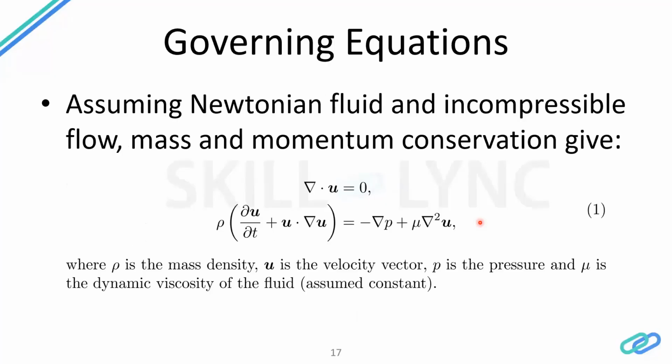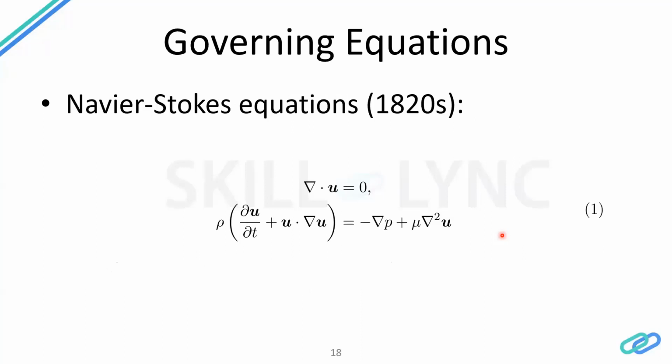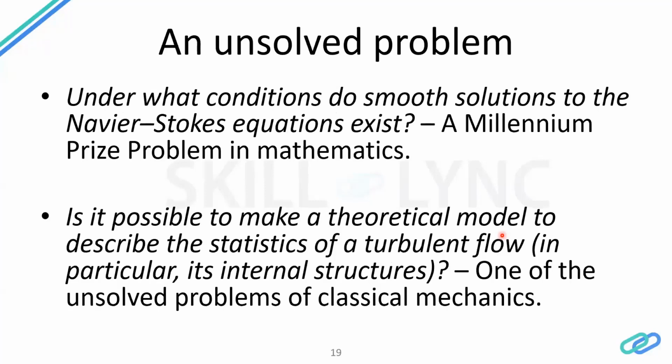Here, I would just like to quickly say that u is the velocity vector, P is the pressure, and mu is the viscosity of the fluid. These equations were posed almost 200 years ago, but still the challenge is that we don't know the analytical solutions for these equations. In fact, we don't even know the conditions for which the smooth solution to this Navier-Stokes equation should exist. And it's a Millennium Prize problem in mathematics to date.